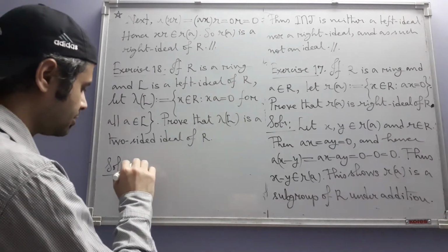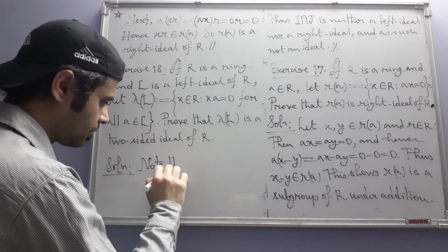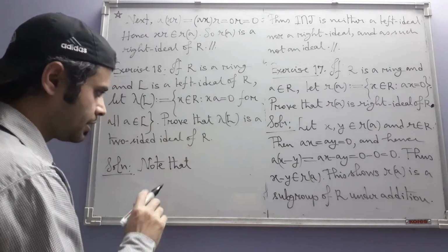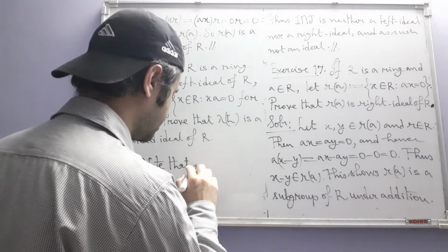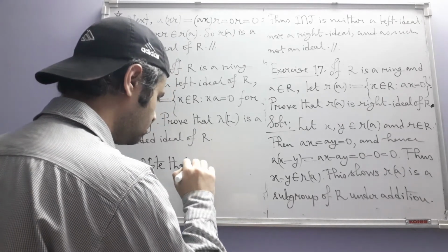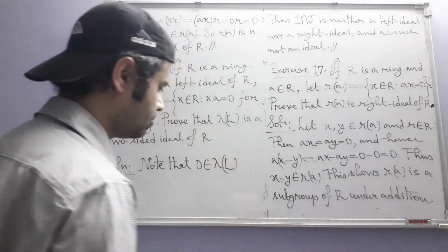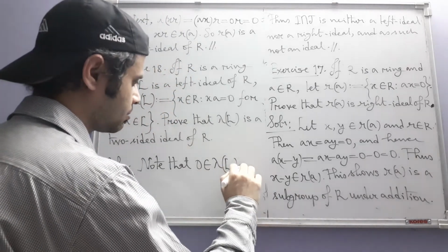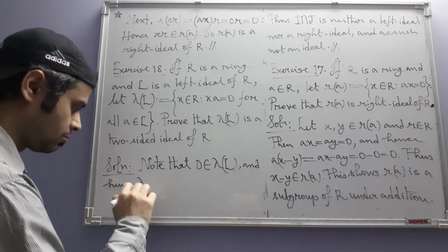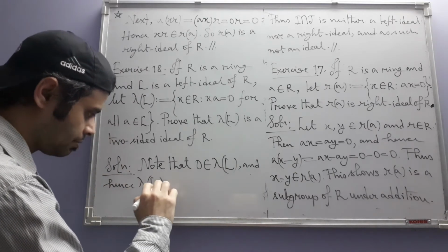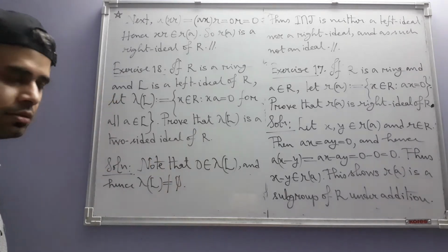Note that instead of writing this all the time, let us just mention it once: 0 belongs to lambda L, and hence lambda L is a non-empty subset of R.